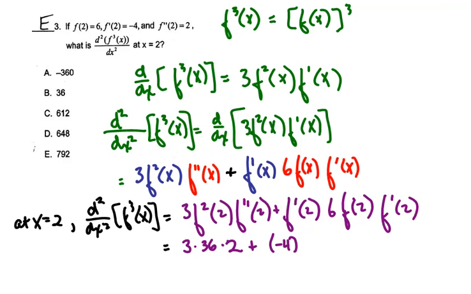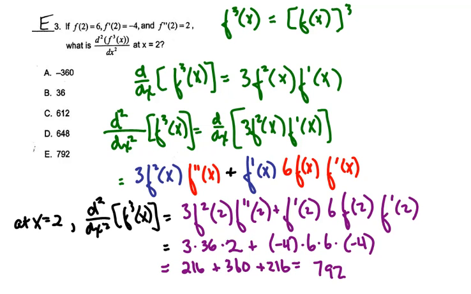And 6 times the value of the function, which is 6 times 6. And then we have the derivative at 2 again, which is negative 4. So at this point it's just multiplication and addition. 6 times 36 should give you 216. And on the other side you have 16 times 36. So that should be 360. So 10 times 36 would be 360. And another 6 times 36 is 216. And that comes out to be 792, which is the answer that you have supplied there.